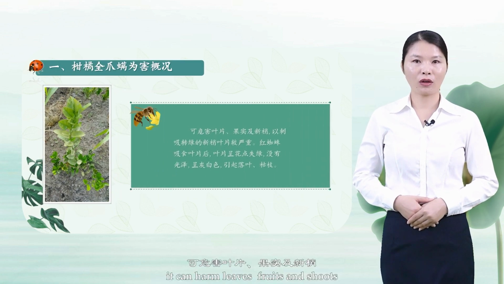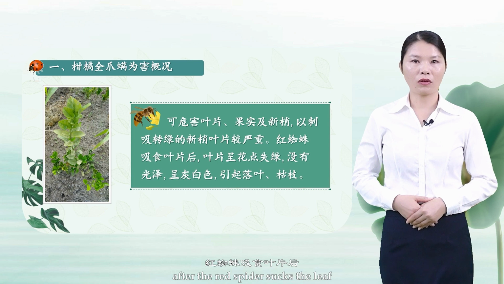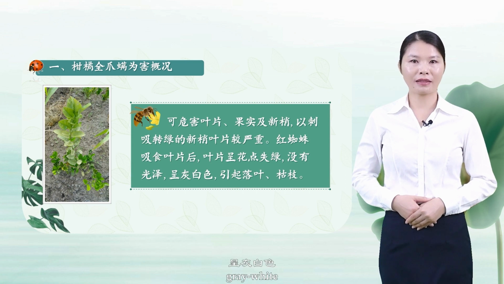It can harm leaves, fruits, and shoots, and the green shoots damaged by piercing and sucking are more seriously affected. After the red spider sucks, the leaf turns chlorotic, with no luster, gray-white, causing deciduous leaves and dead branches.